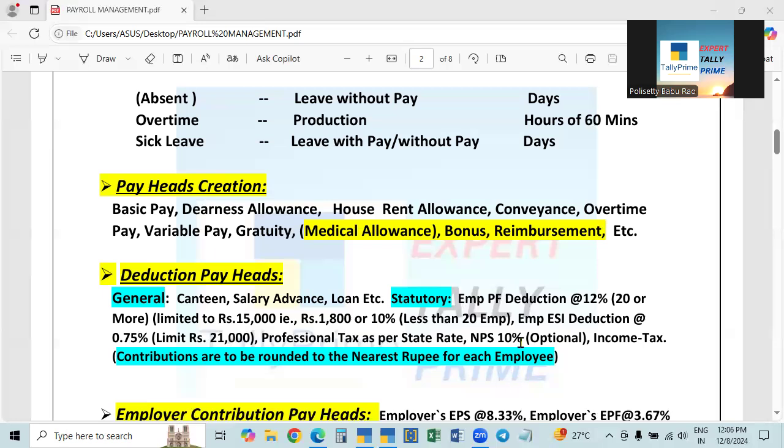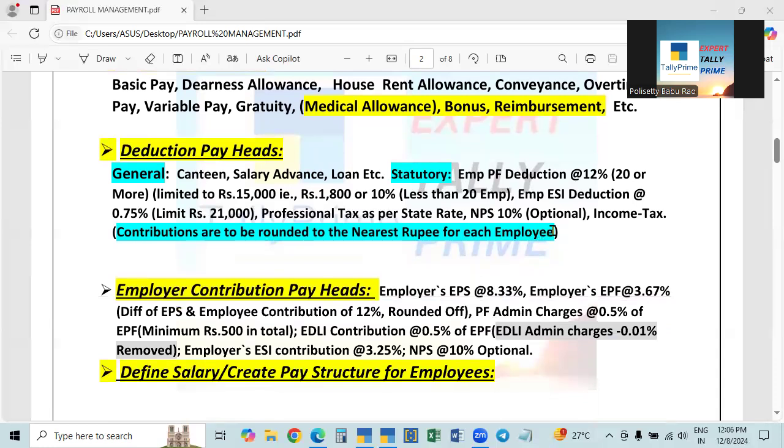And as per those laws, those acts, or those statutes, we have to make some deduction from the salary of the employee. So these deductions are called statutory deductions. Okay, so payment heads, that is earning heads. Then in deductions, general deductions and statutory deductions. Relating to the statutory deductions, the employer also has to contribute towards these deductions. He will contribute something under the act. So they are called employer contribution pay heads.